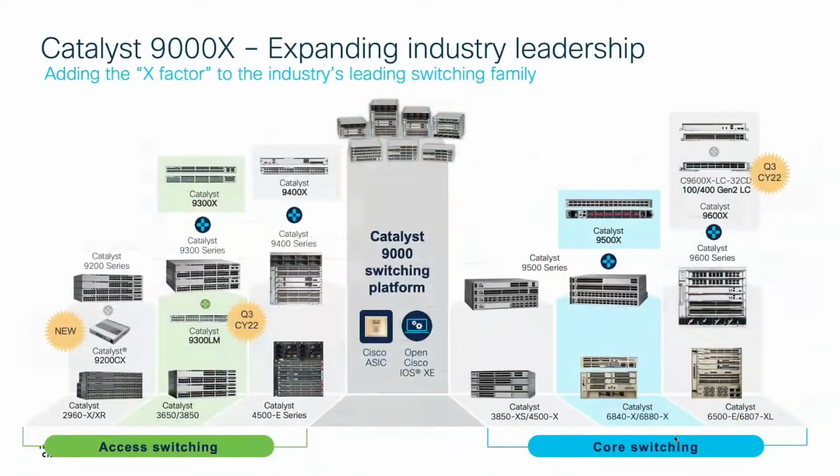Now, I've talked about access, distribution, core, and the Catalyst access portfolio and core portfolio. I want to quickly flash this Catalyst 9000 switching product family that we have. We've been shipping all the bottom products for a few years now, but something that we have recently added is the 9300X and 9400X. They have already been shipping. And on the core side, we have added the 9500X and 9600X platforms.